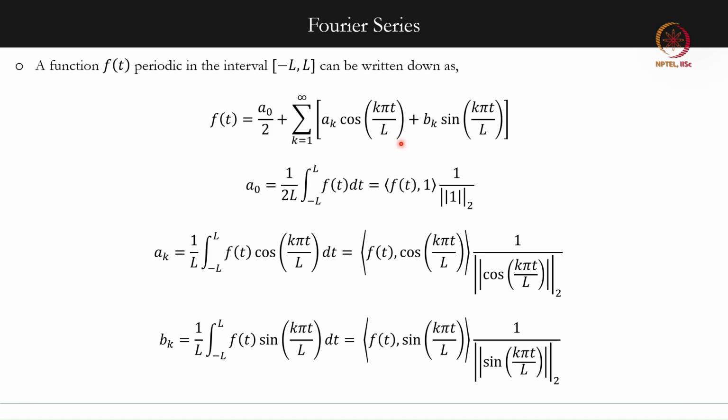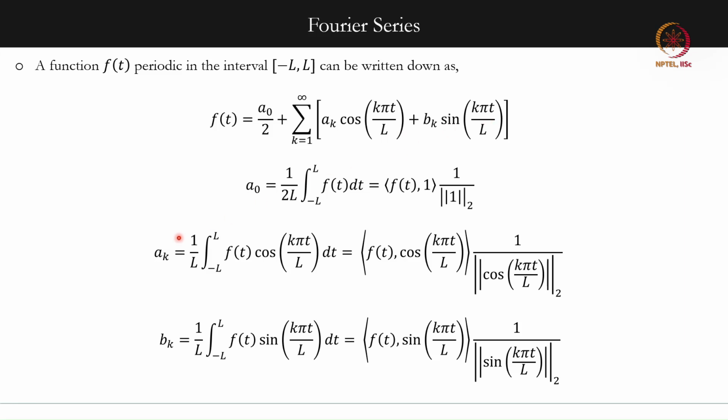But here what we have essentially done is express our function f of t as a linear combination of the cosine terms and sine terms. And there are an infinite number of cosine terms and sine terms, in fact, because the summation runs for the values of k from 1 to infinity. As we change the values of k, we are changing the frequency of the sine and cosine waves. Now these coefficients that we find, a naught, ak and bk, are called the Fourier coefficients.